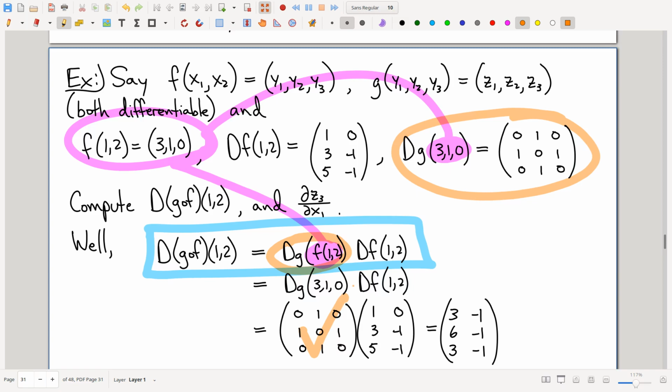Is everybody happy with that first part of this? Okay. All right.